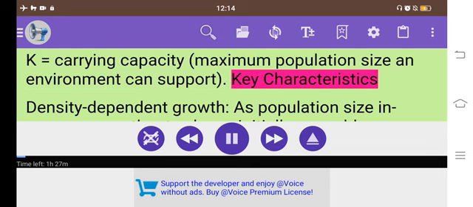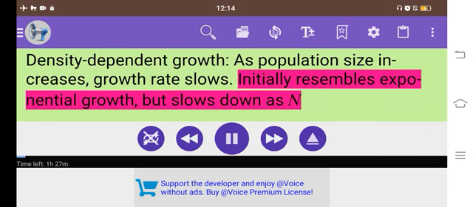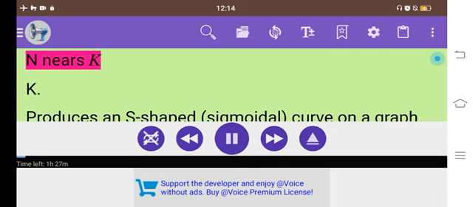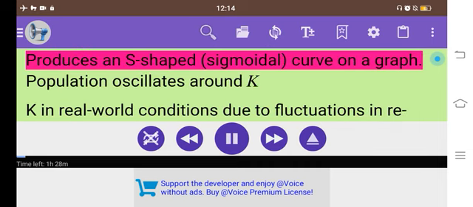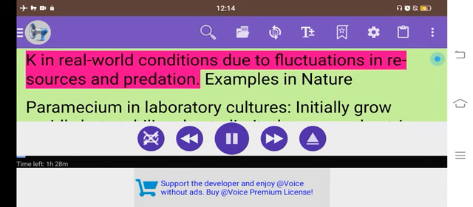Key characteristics. Density-dependent growth. As population size increases, growth rate slows. Initially resembles exponential growth, but slows down as N nears K. It produces an S-shaped sigmoidal curve on a graph. Population oscillates around K in real-world conditions due to fluctuations in resources and predation.